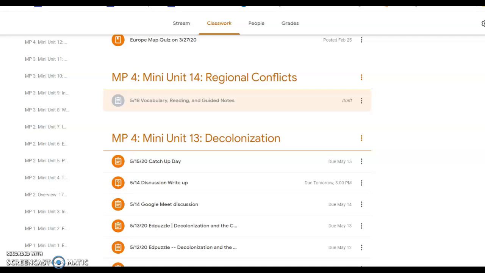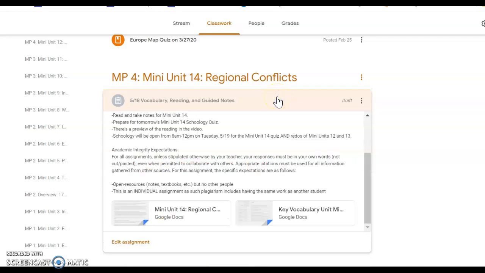But let's get started. So it's a new unit, our second to last one. There's a bit of familiarity here. So Unit 14 is called Regional Conflicts.